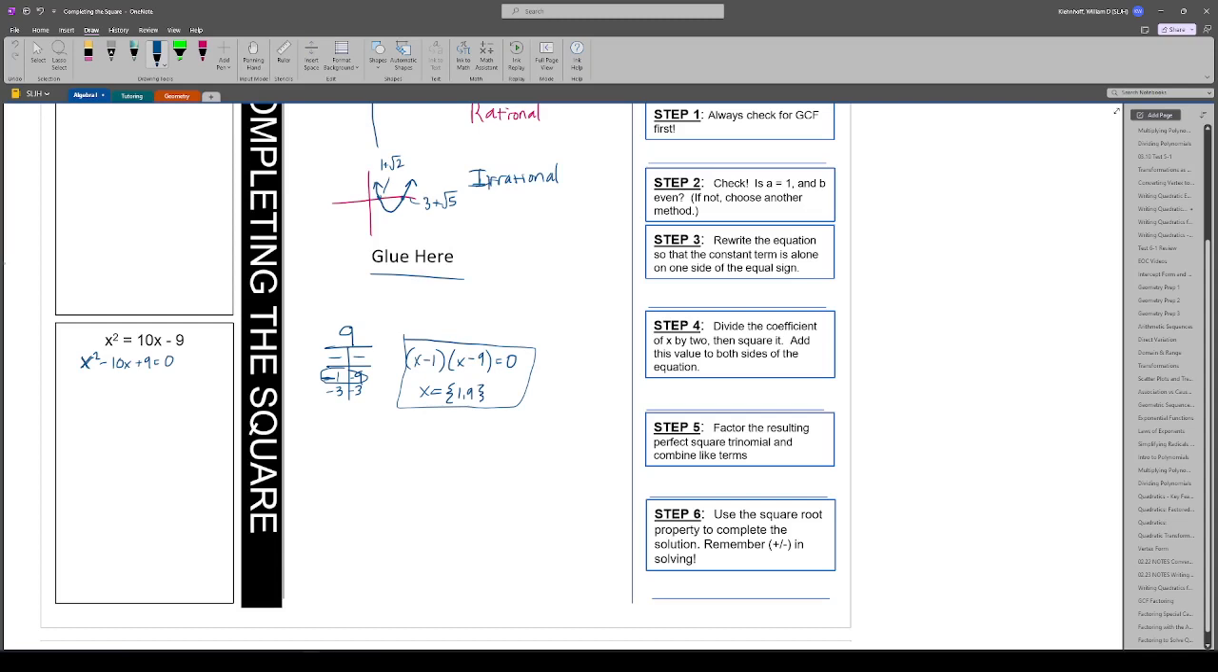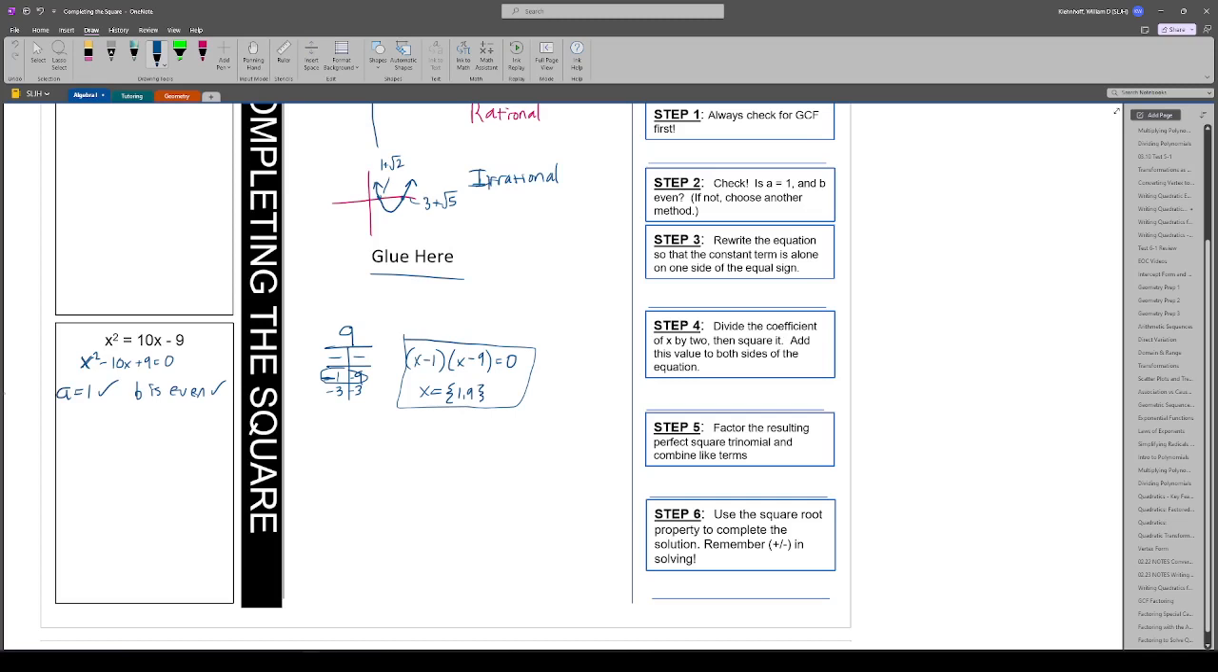So we're going to check. We only want to use it if a is equal to 1, which it is, and b is even, which it is. So this one is a good candidate for completing the square because those two conditions are true. In Algebra 2, you'll use completing the square for less friendly quadratics, but we want to keep it simple in Algebra 1 when we're just barely learning this technique.